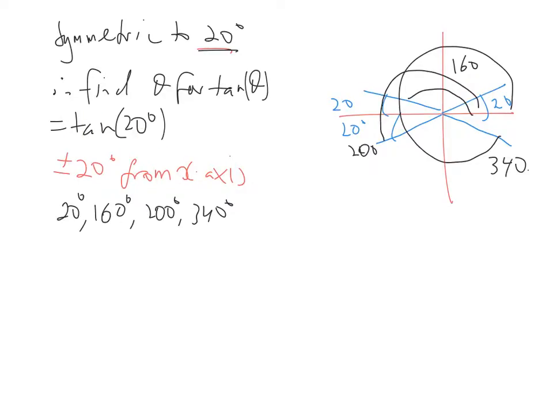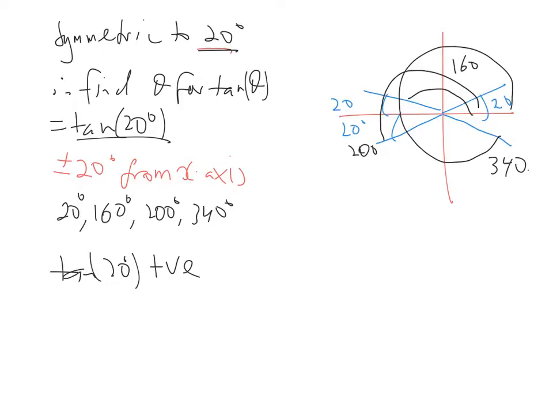Now, we know that tan of 20 is positive. So, based on that, we've got to work out which other ones here, which of these other values, whether it's 160, 200, or 340, are going to be positive. So we've got to base it on our quadrant.